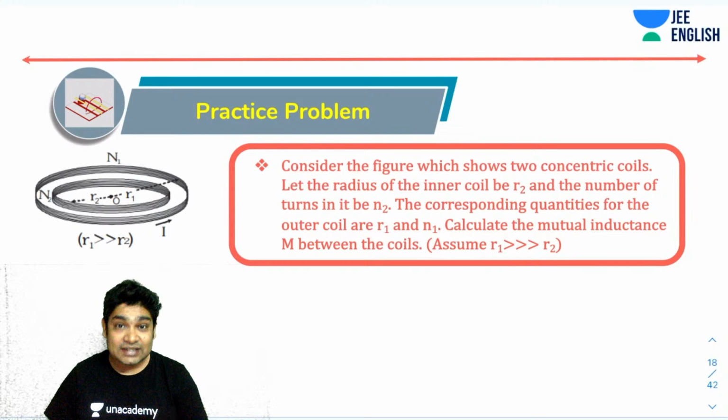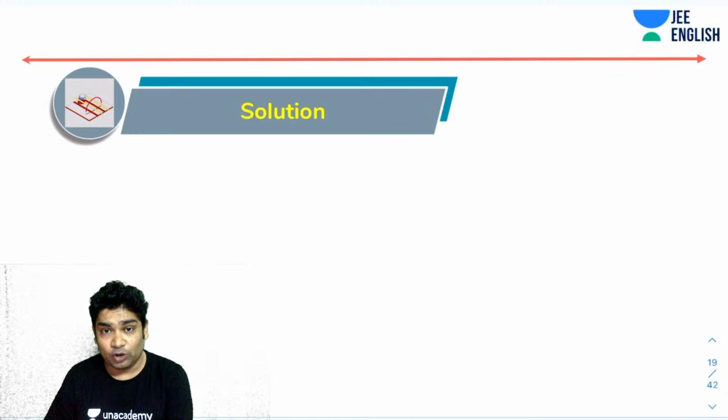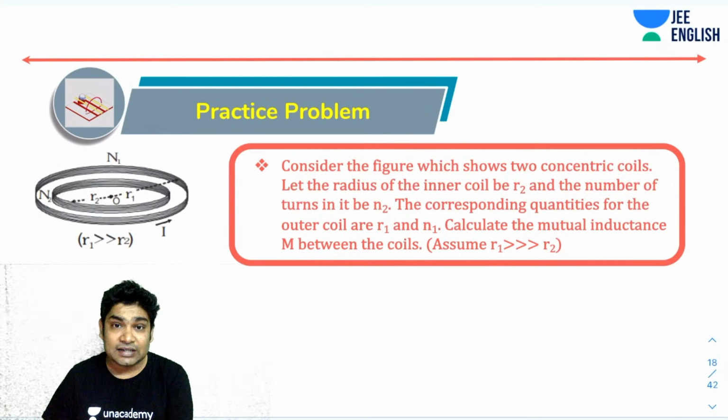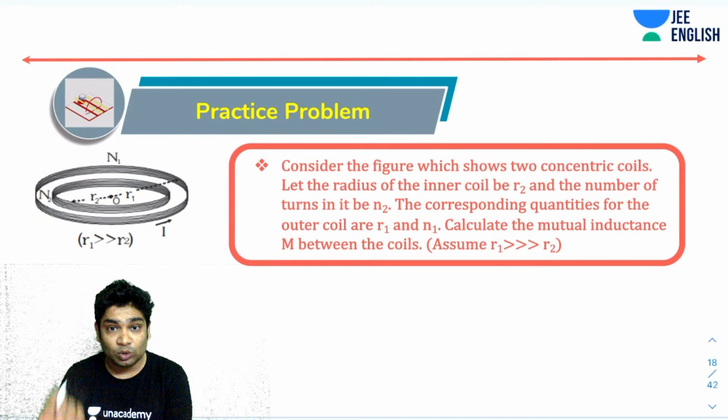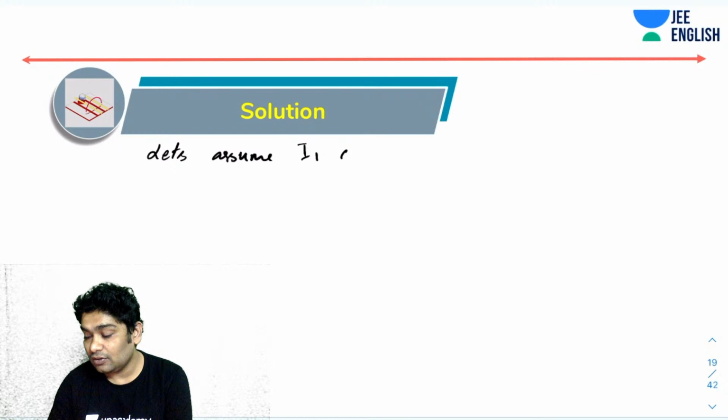So let's try and see how we could have calculated the coefficient of mutual induction. Again, as I said, you can imagine the current flowing through any of the coils. So in this case, let's imagine that some I1 current is flowing through the outer coil. Let's assume I1 current flowing through the outer coil.